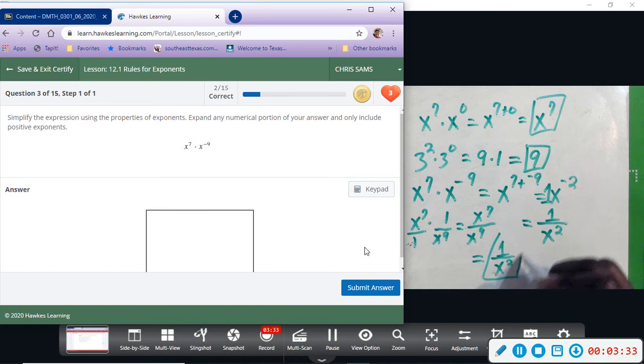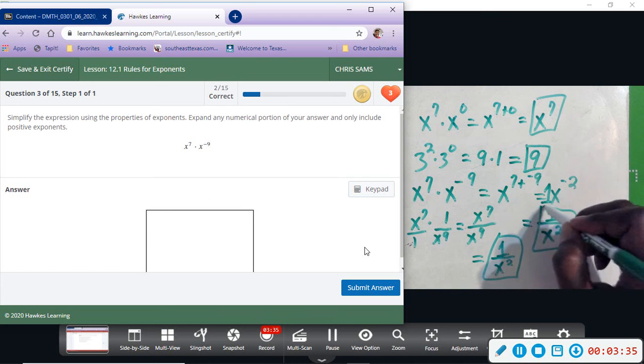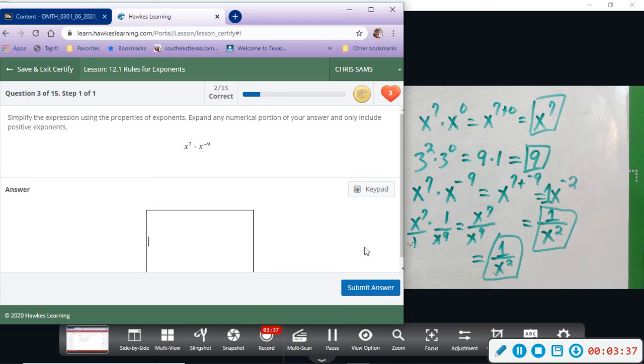So either way you do it, you get the same. Okay, so you just pick your poison, whichever way you would like to do it. So divided by 1, and then we're going to have an x squared on the bottom.